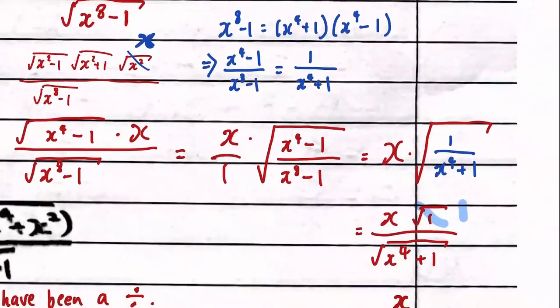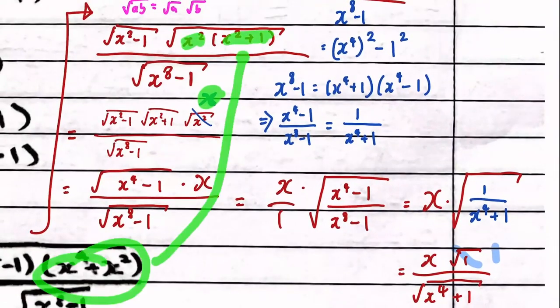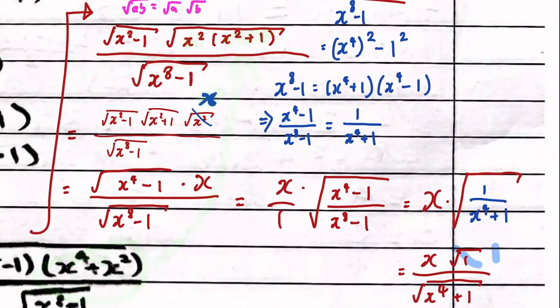Anyways, moving on. Where were we? We factor out x squared from x power 4 plus x squared. Then we split it up as square root of x squared plus 1 multiplied by square root of x squared. This guy changes to an x, so this is just an x.